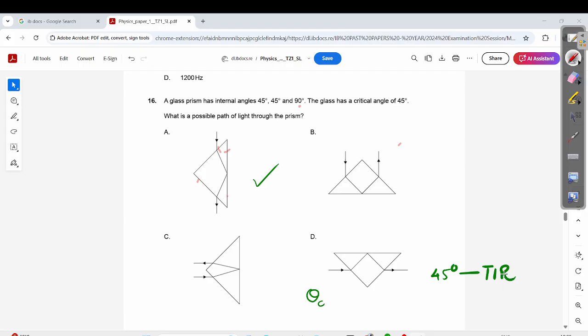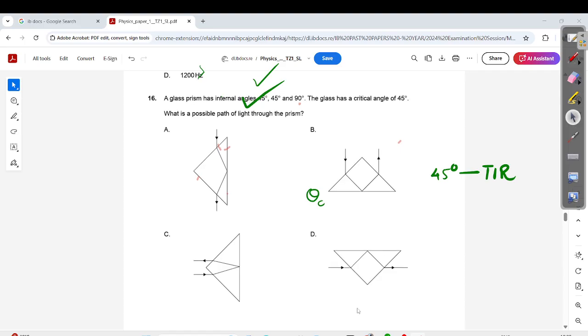The prism geometry is 45, 45, 90 degree. So light entering one of the 45-degree faces perpendicularly will hit the hypotenuse at 45 degree. Which is the hypotenuse here? Hypotenuse is this one. This is 90 degree, 45, 45. So hypotenuse at 45 degree. So this one is the answer.